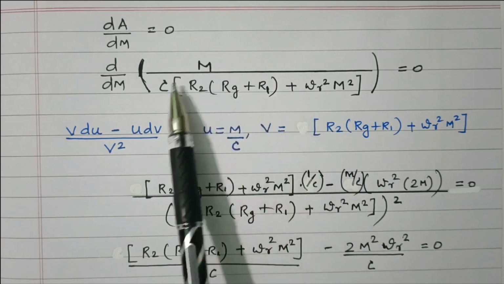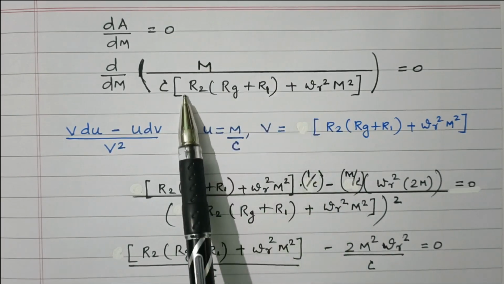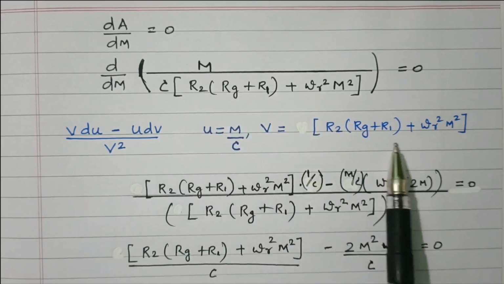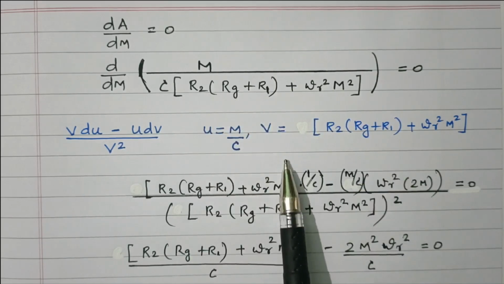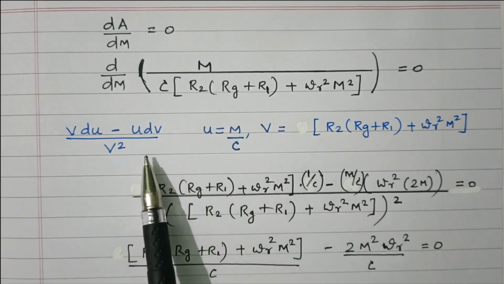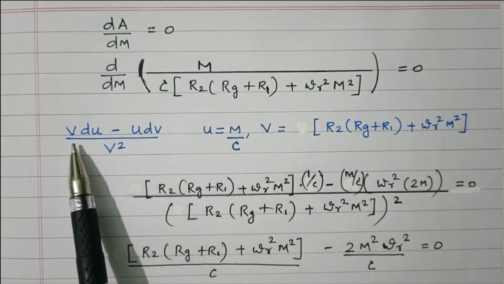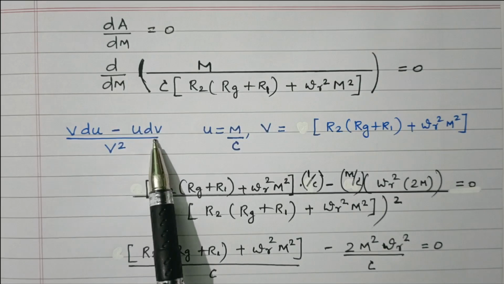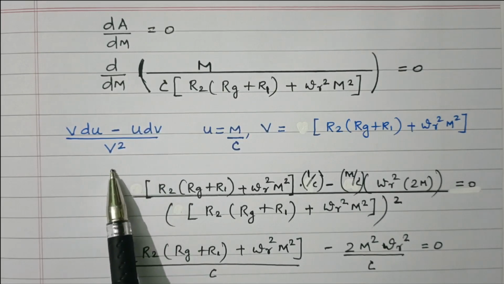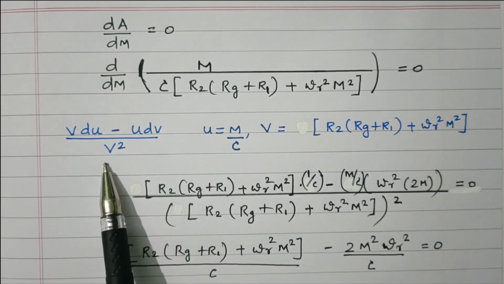So this term, M by C, is the U. This remaining term is the V. U and V terms are there. What is the formula for differentiation of U by V? V dU minus U dV divided by V square. So this is the formula.